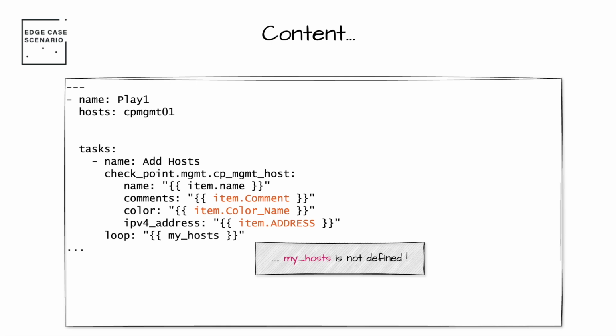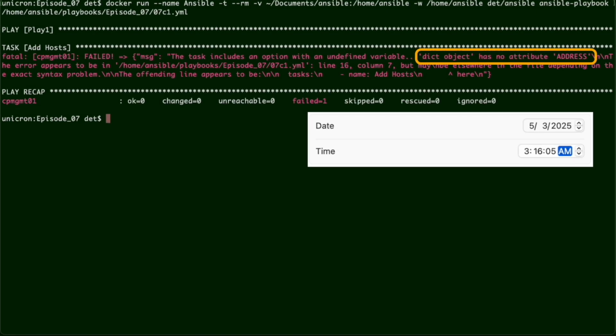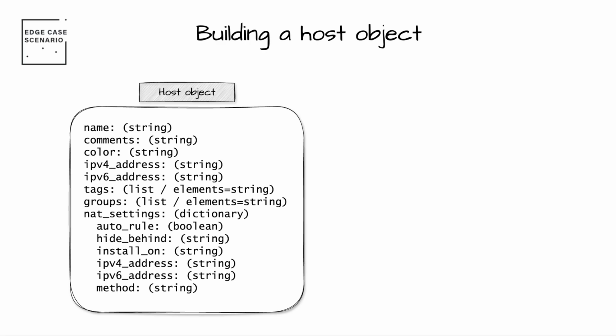What else do we want? A comments line? Object color? What names do you want to give to the dictionary keys? I strongly recommend you do this with some wisdom and forethought. You might have to execute your playbook at 3 a.m., and that is not the time to troubleshoot. Our host object is going to follow the pattern of the Ansible module's key names, and here it is.